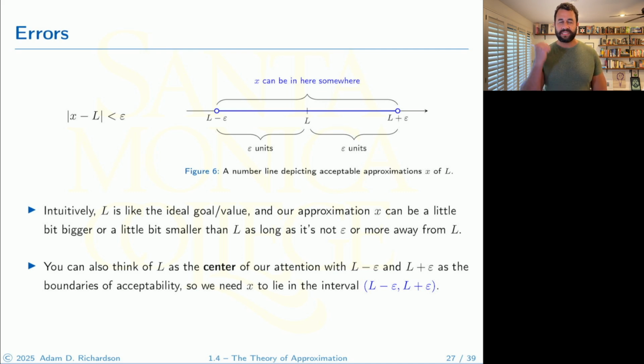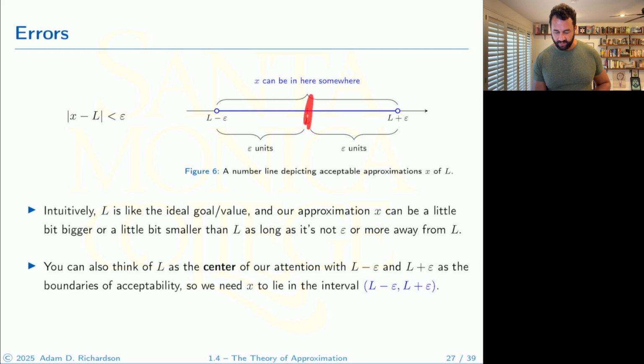So intuitively, L is like the ideal goal. That is the perfect exact value. That's what we wish we could get, right? But our approximation x could be a little bit above or a little bit below, and we would be okay with that, right? In practice, in industry, in application, nothing is exact. There's always some approximation going on, but it has to be within a certain tolerance, and that tolerance is epsilon.